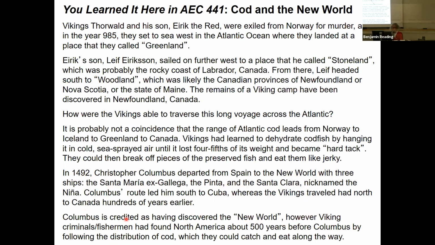However, Viking criminals, murderers, who just so happened to know the distribution of fish and could sail the boats, had found North America about 500 years before Columbus. And they followed the natural distribution of cod, which they could catch and eat along the way. So cod in the New World, the Vikings.